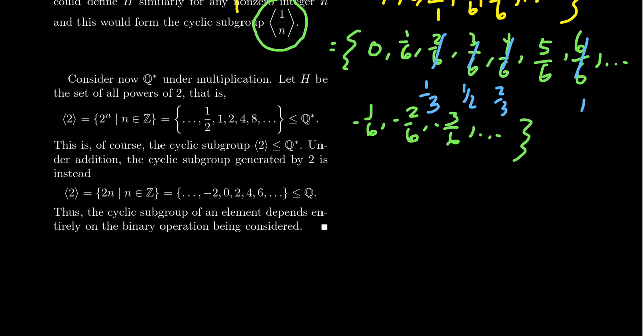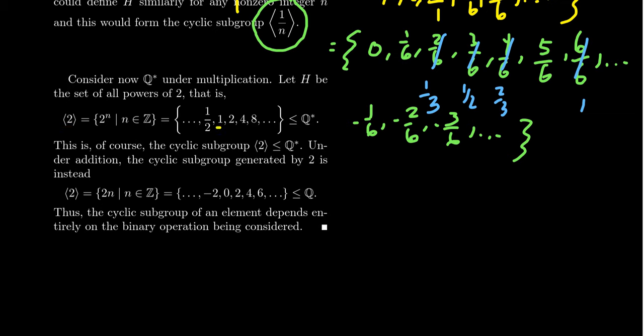Switching things up a little bit, what if we switched over to Q star with respect to multiplication? This is also an abelian group that's infinite. Let's consider the cyclic subgroup generated by 2. When we talk about the cyclic subgroup, we take all of the iterations of that element. You take the element with its operation, repeat it over and over, including its inverses. So the cyclic subgroup generated by 2 is going to produce the powers of 2.